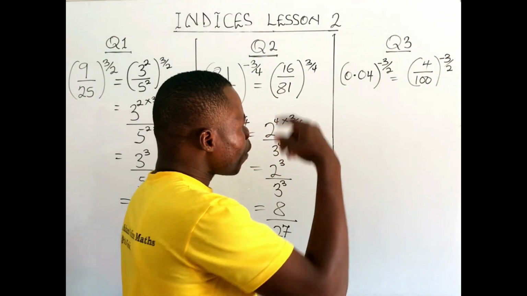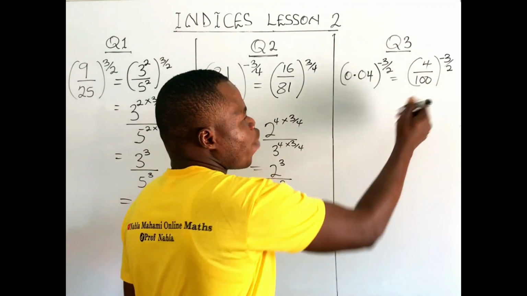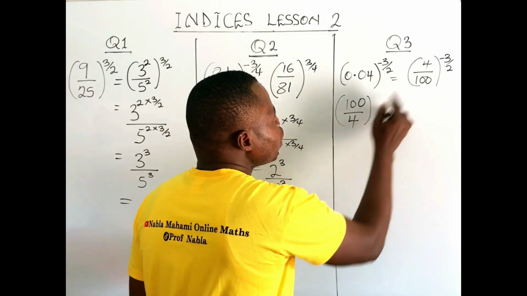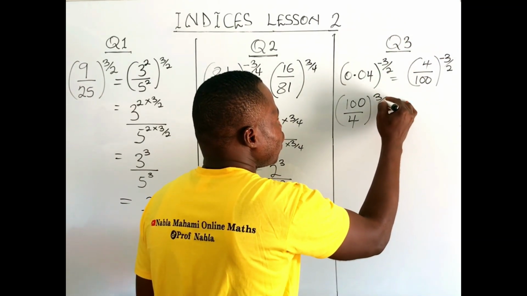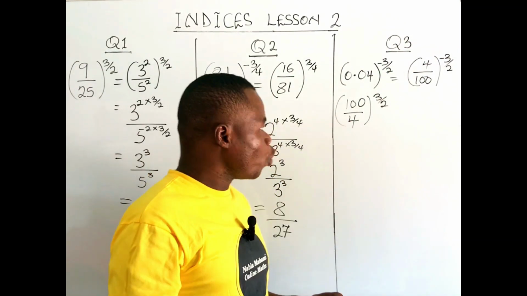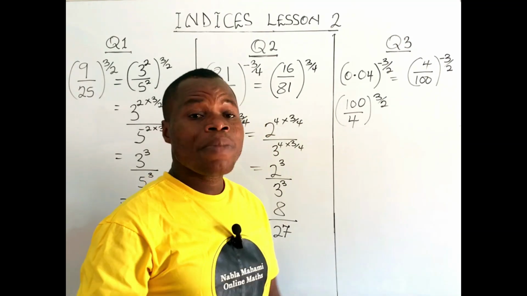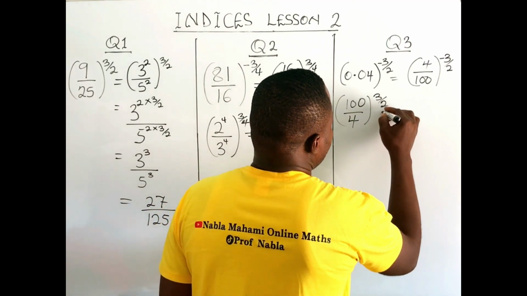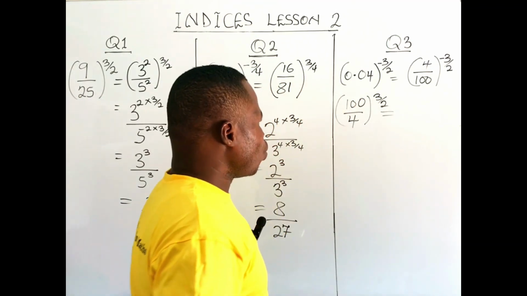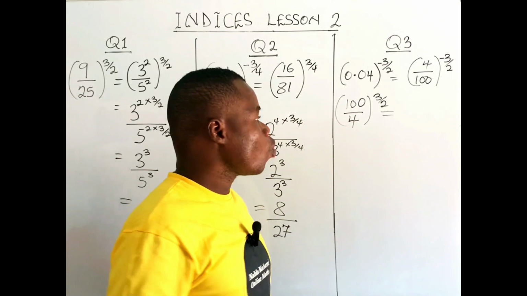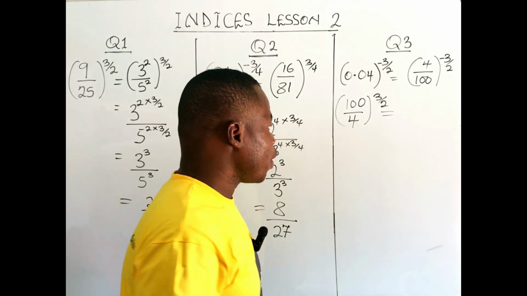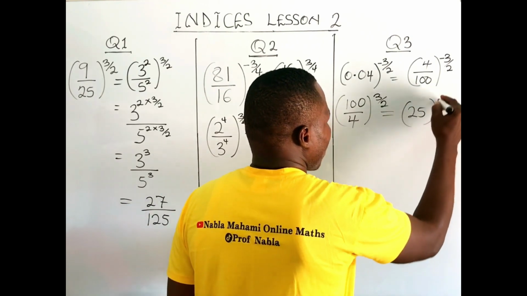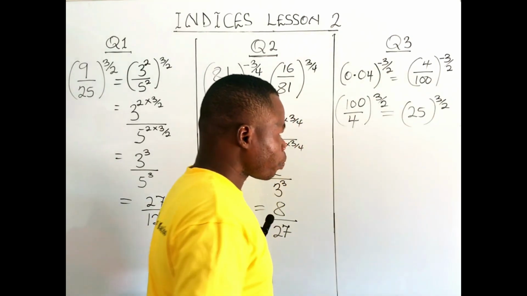And now, I can go on to write 4 over 100 as 100 over 4 and change this power to positive, because since it is negative and we are changing the positions of the numerator and the denominator, then the power must change to positive. Then I can now divide this. You know, 100 divided by 4 is simply 25. So this will give me 25 to the power 3 over 2.